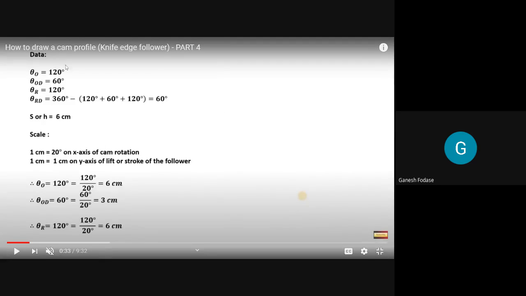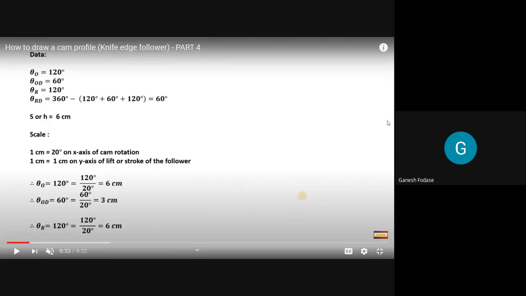So first, after this given data, we have to select a suitable scale. In the first step, I write the given data. In the second step, you have to select a suitable scale. We have to draw the x and y axis for a displacement diagram. For the y axis, we consider 1 centimeter equal to 1 centimeter. And you know that on the y axis, we are going to draw the displacement of the follower.